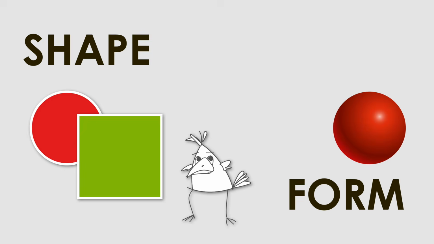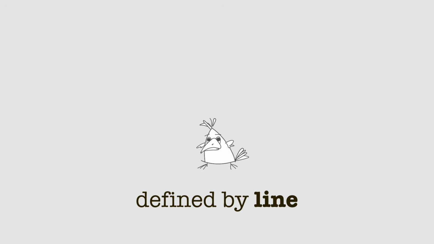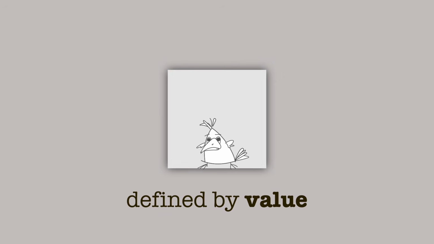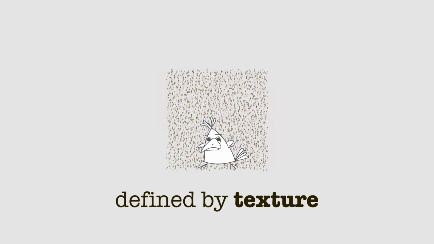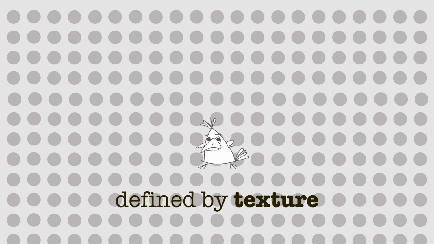In visual arts, shape and form are defined by other elements of art. Shape and form can be defined by line. Line and shape almost always work together. They can also be defined by value, by making an area lighter or darker than the surroundings, or by changing a color of the area, or by adding a different texture, or changing a pattern.